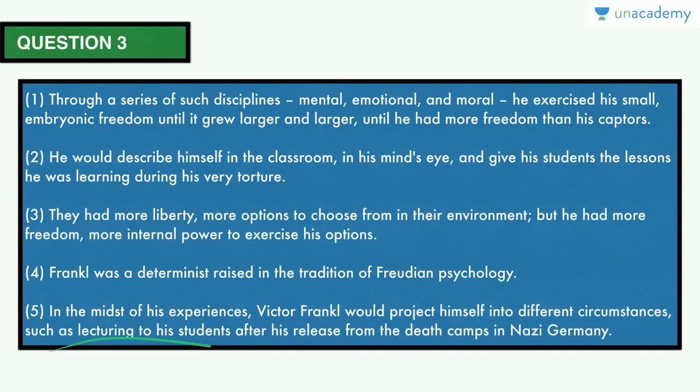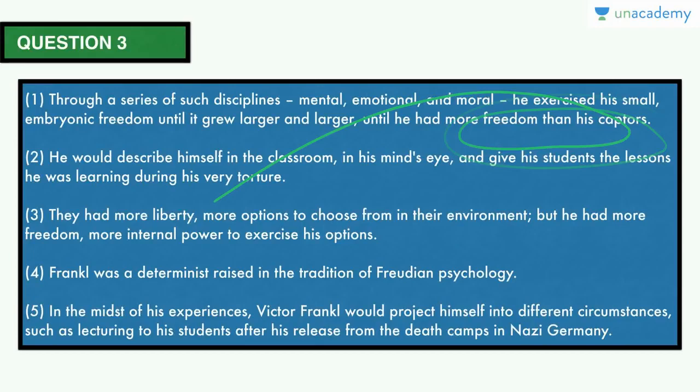So, what does he do? Sentence 2 talks about how he describes himself in the classroom and gives his students the lessons he was learning during his very torture. They had more liberty. Who had more liberty? The captors. Where will sentence 4 be then? Is this the excluded one? Because 1 comma 3 is a very good sequence: he exercised his freedom larger and larger until he had more freedom than his captors.